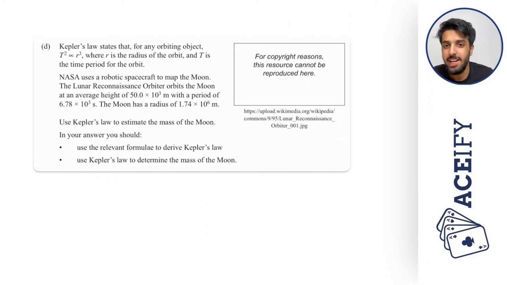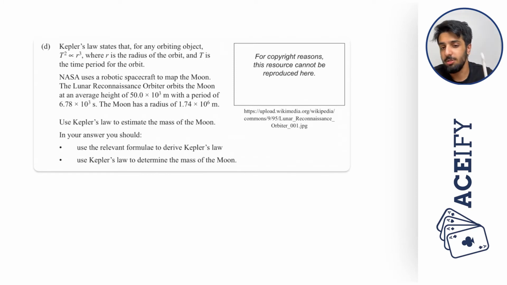Kepler's law states for any orbiting object, T squared is directly proportional to r cubed, where r is the radius of the orbit and T is the time period of the orbit. NASA uses a robotic spacecraft to map the moon. This spacecraft orbits the moon at an average height of 50 times 10 to the 3 meters, with a period of 6.78 times 10 to the 3 seconds. The moon has a radius of 1.74 times 10 to the 6 meters. Use Kepler's law to estimate the mass of the moon.